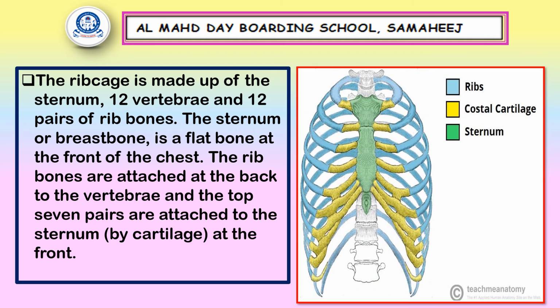Look at this structure of the rib cage. These are the ribs, and these are the cartilage and the sternum.